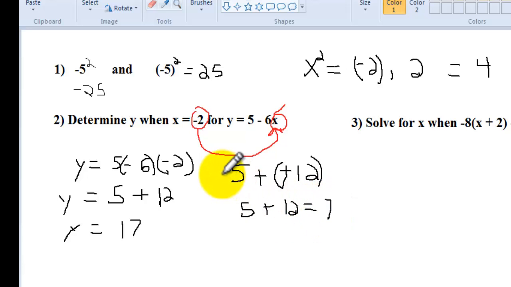But there's two ways to think about it. You can begin by including the negative and saying negative 6 times negative 2, which gives you positive 12. Or you could say 5 minus 6 times negative 2, which would give you 5 minus minus 12, which becomes plus 12.